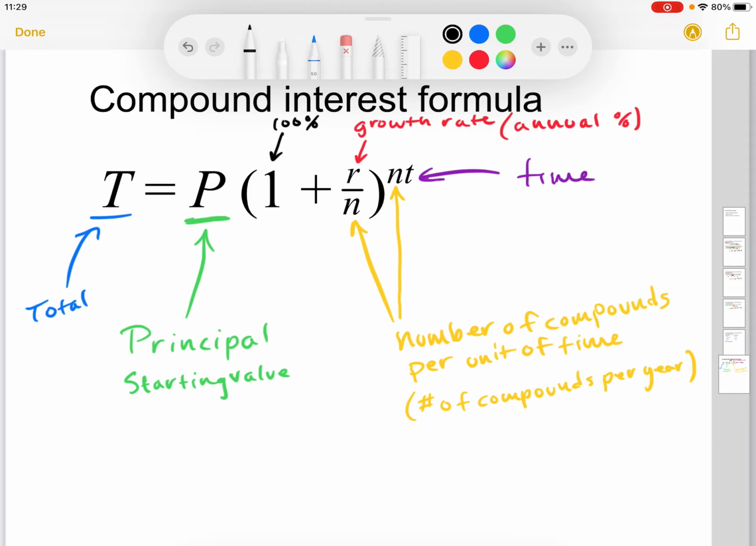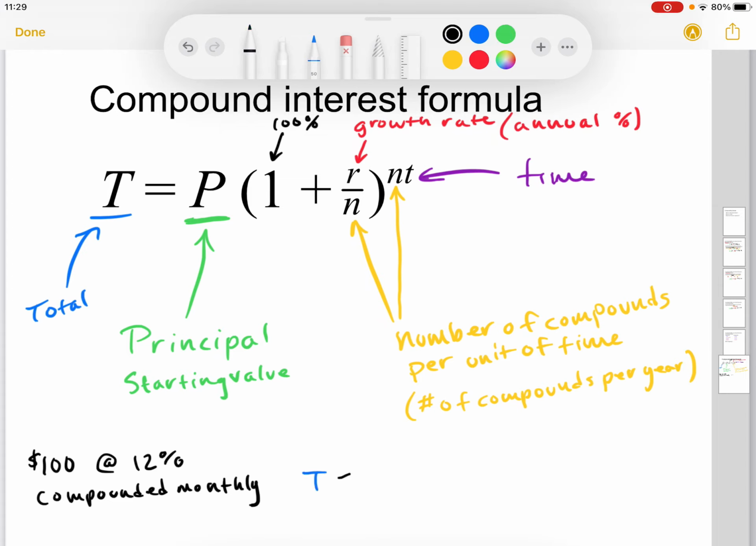So, if I were to look at one of my previous examples, $100 at 12% compounded monthly, I would set up my formula like this.